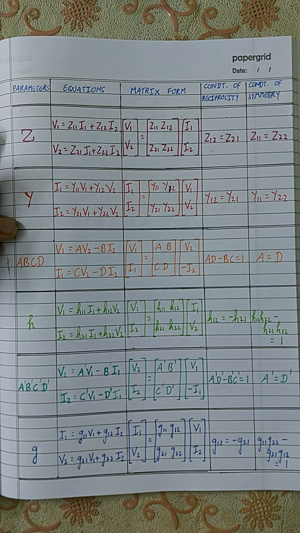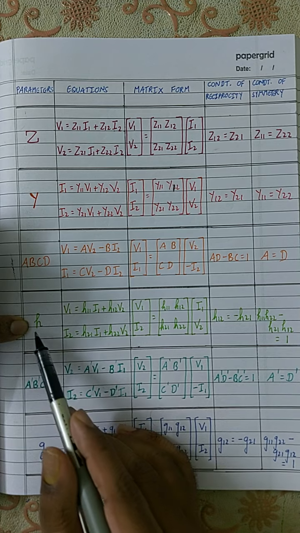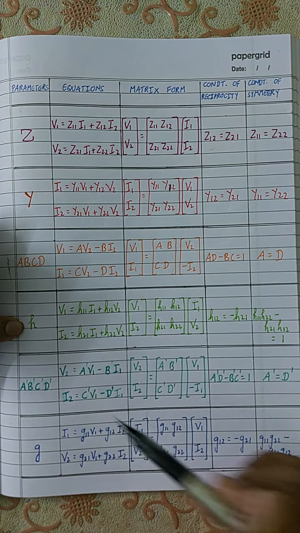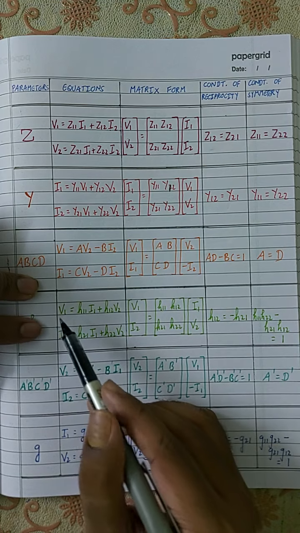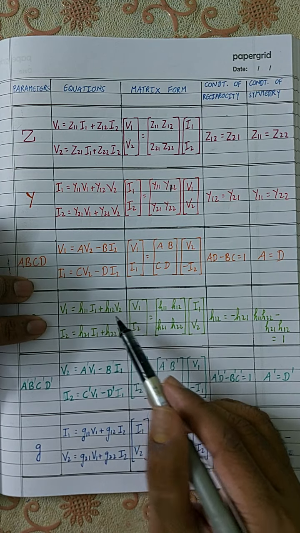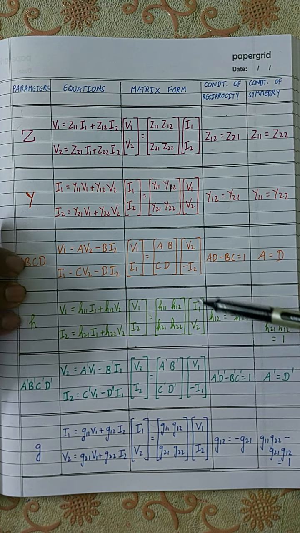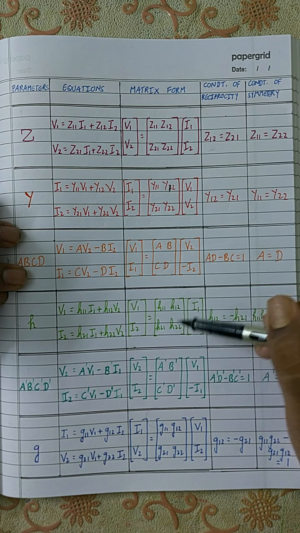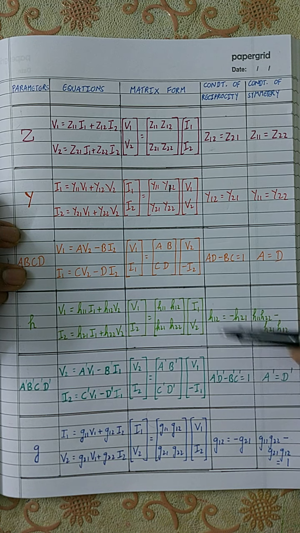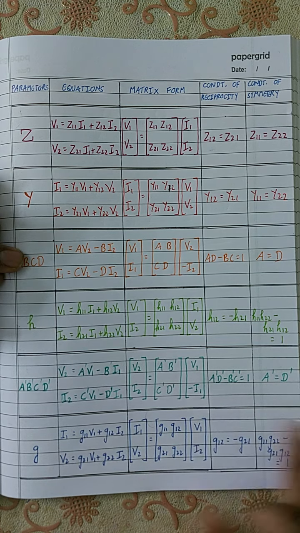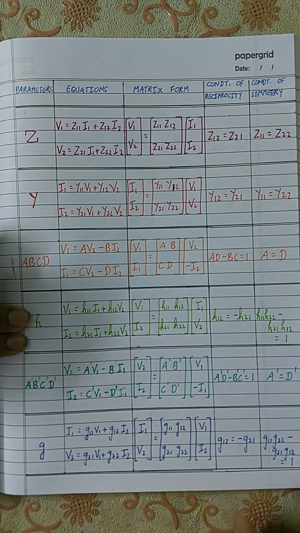Next we have the hybrid parameters. Hybrid parameter means expressing V1 and I2 in terms of I1 and V2, or V1 = H11 I1 + H12 V2, I2 = H21 I1 + H22 V2. In matrix form, matrix V1 I2 is equal to matrix H11 H12 H21 H22 into matrix I1 V2. The condition for reciprocity is H12 = minus H21 and the condition for symmetry is H11 H22 minus H21 H12 = 1. That is the condition for symmetry in hybrid parameters. So this is the summary of hybrid parameters.